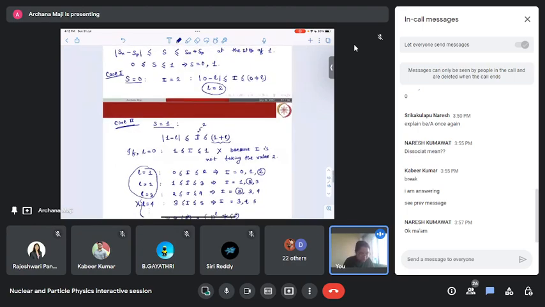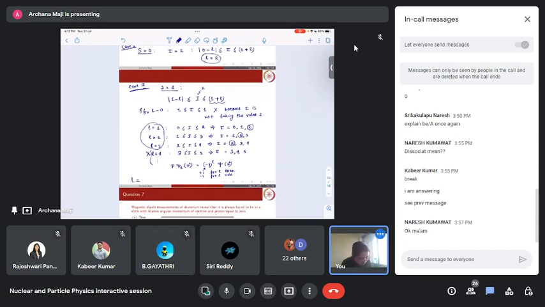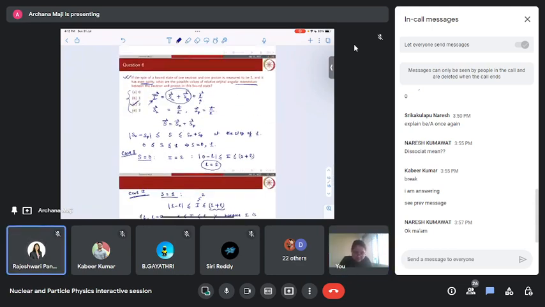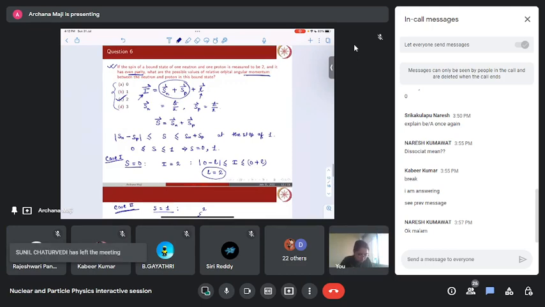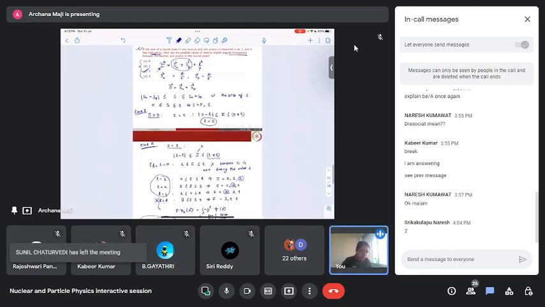So what does that mean? We have already seen that L can be either 1, 2 or 3. If the parity of the system is even, then which particular value of L is possible? Someone? 2, of course. So the correct option is C. Fine. Any doubt on this problem?